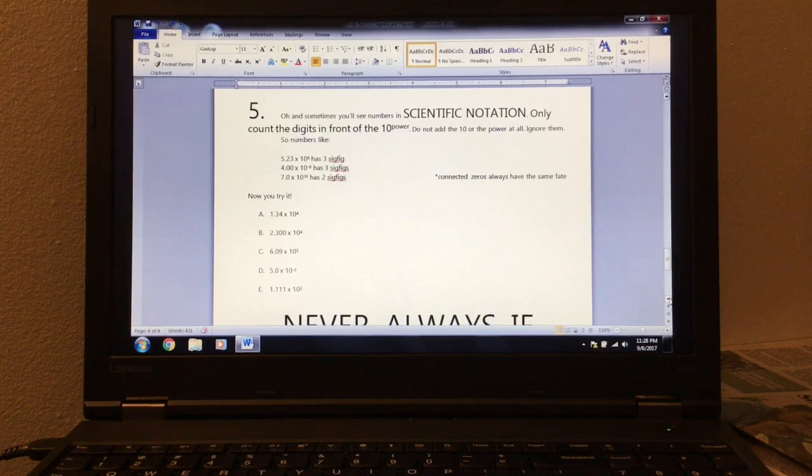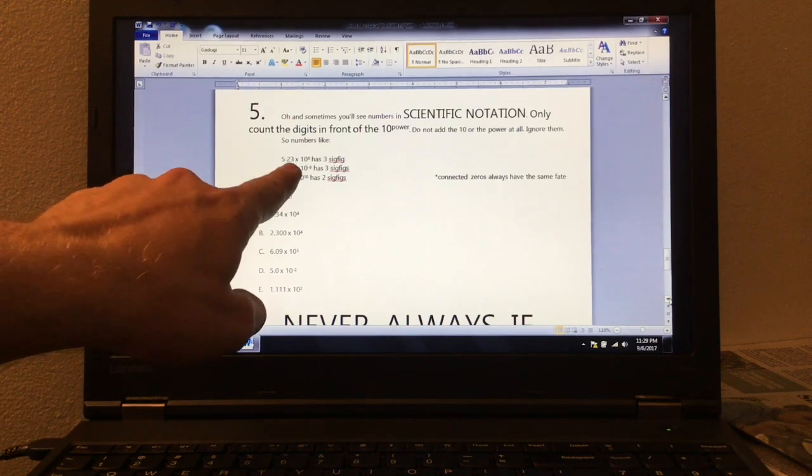Number 5, sometimes you'll see numbers in scientific notation. It's something you've seen before. That's the 10 to a power, okay? Don't get confused by it. The 10 to the power, you're going to go, oh, this is easy, because scientific notation always has a decimal. So it changes the always and if rule to always and always. Okay? So they're really easy.